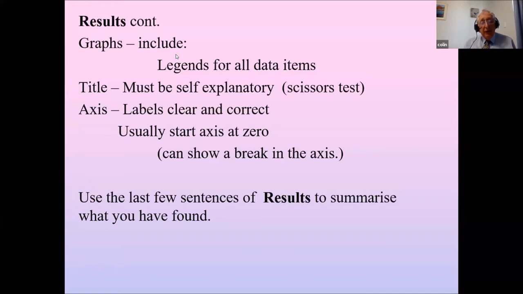If you're putting in a graph, make sure that the title is self-explanatory, what I call the scissors test. You print out your table, you cut it out with a pair of scissors, you give it to your colleagues and say, what does this mean? So it must have a title. The labels must be clear and correct. And usually we start the axis at 0.